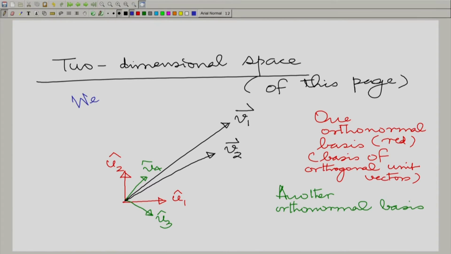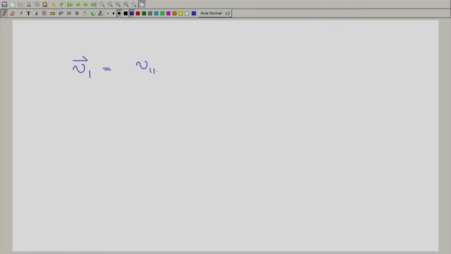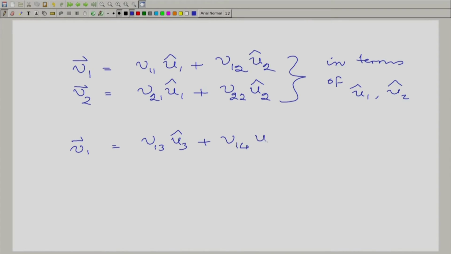Now, we can express v1, v2 in terms of any of these bases. Let us express them in terms of u1, u2, and let us also express them in terms of u3, u4. So, of course, you know that v1 can be written as v11 u1 cap plus v12 u2 cap, and similarly for v2. And we can also write them in terms of u3, u4. v1 is v13 u3 cap plus v14 u4 cap, and similarly for v2.